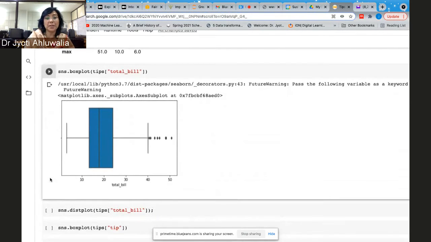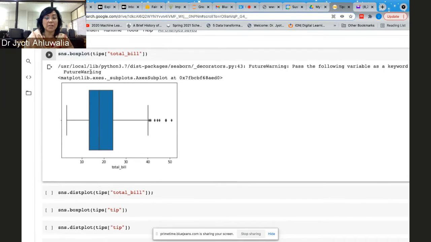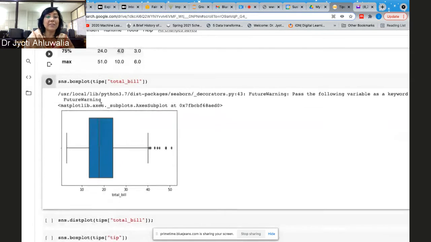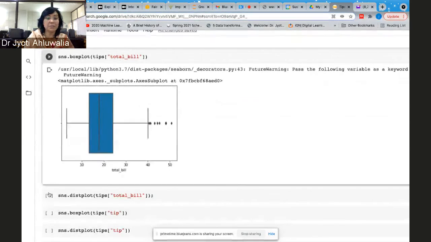Here is the box plot. We're using sns.boxplot as our function. So we see the minimum amount, the maximum amount, the outliers, the median, the first quartile, and the third quartile, everything is described in my box plot here. All the values that were described in the describe function have been given here in my box plot.